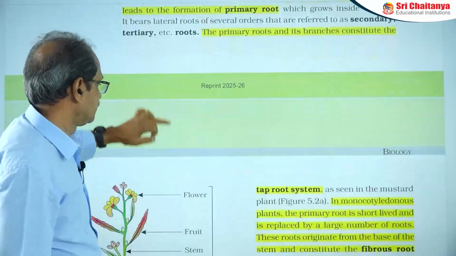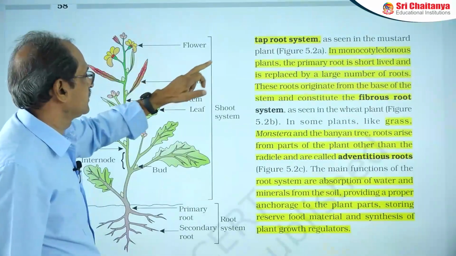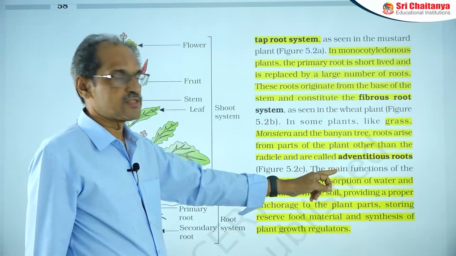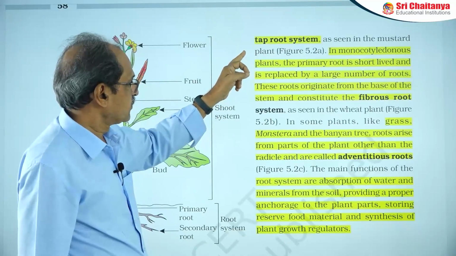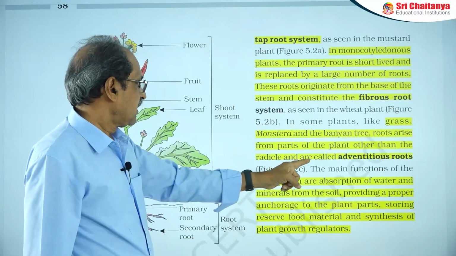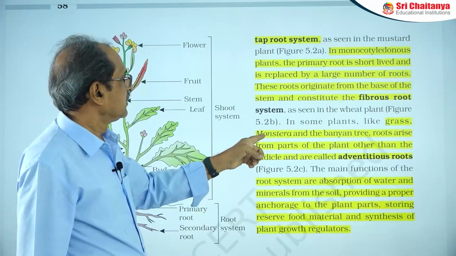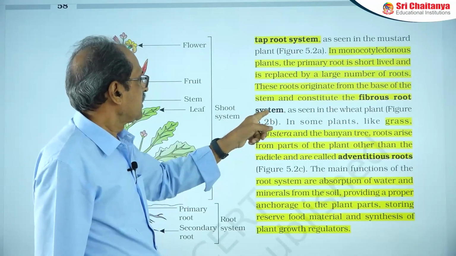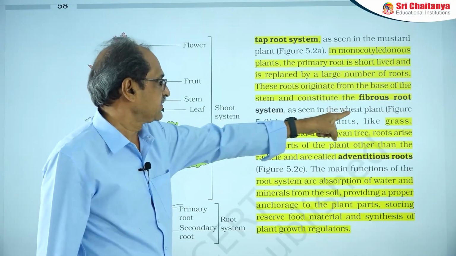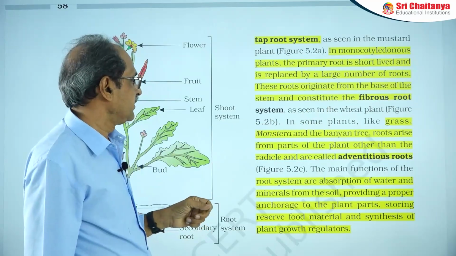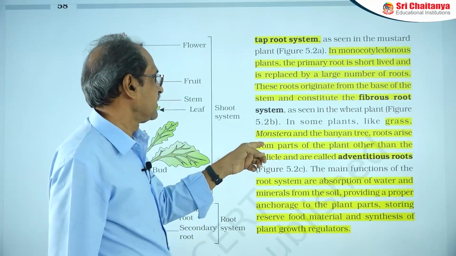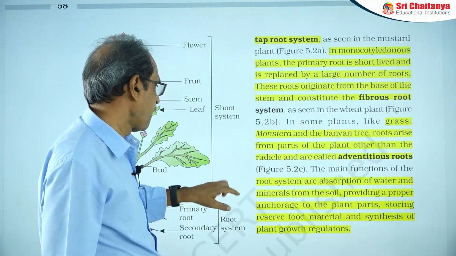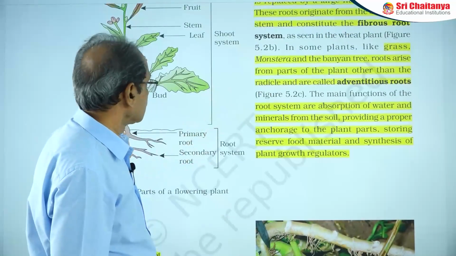That is the structure. The types of root system are the taproot system, the fibrous root system, and the adventitious root system. Here the examples are quoted. For example, the fibrous root system is found in grasses and the wheat plant. Even for the adventitious root system, the examples quoted are some grasses, monstera and banyan tree. And of course this is the diagram.